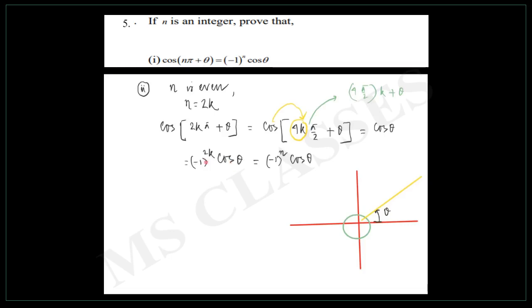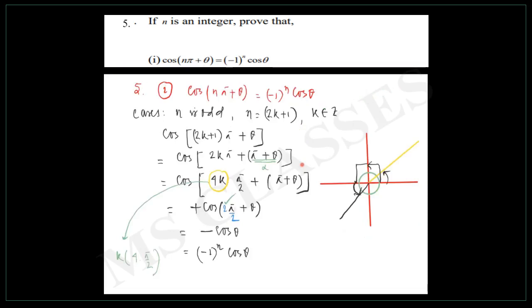So minus 1 to the power of 2k means it is an even number, so that will be plus. Here you have plus only, minus 1 to the power of n cos theta. And here what do we have? Here you can write minus 1 to the power of 2k plus 1 into cos theta. That will be ultimately what? Minus 1.